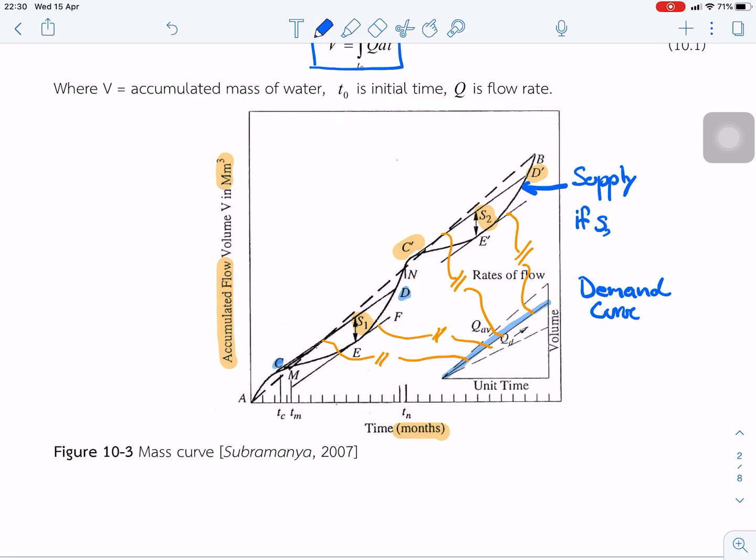Okay. After we measure the scale of S1 and S2, we can come to the conclusion that if S2 is greater than S1, we choose S2 as the reservoir capacity. Okay, so it means the reservoir size or reservoir capacity is S2. Okay, that is a short way to use the mass curve to estimate the storage capacity of the reservoir.